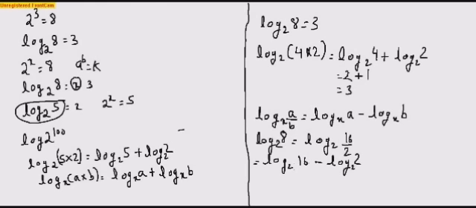Now log base 2 of 16 will require 2 to be raised to the power 4 to get 16. So log base 2 of 16 is 4, and log base 2 of 2 is 1, because 2 raised to the power 1 is equal to 2.